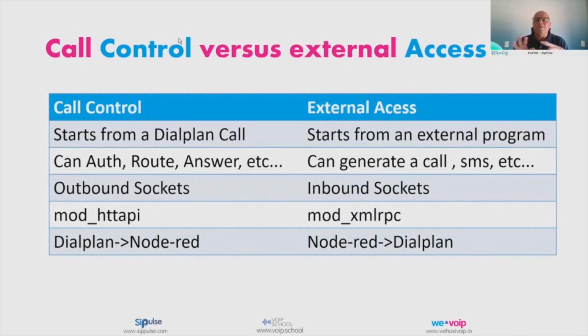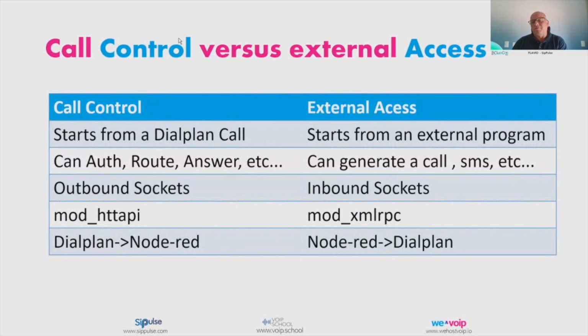So in the first place, let me differentiate two types of integration. The first one is call control, and the second one is external access. Call control is when you start from the dial plan. So you're processing your dial plan, you're receiving a call, and then you transfer the control to NodeRed, right? On NodeRed, you can authenticate, you can route, you can answer, you can divert to a user, you can do whatever you want with a current call. Usually we are going to use outbound sockets or mod HTTP API to do this integration. So this is from dial plan to the NodeRed.